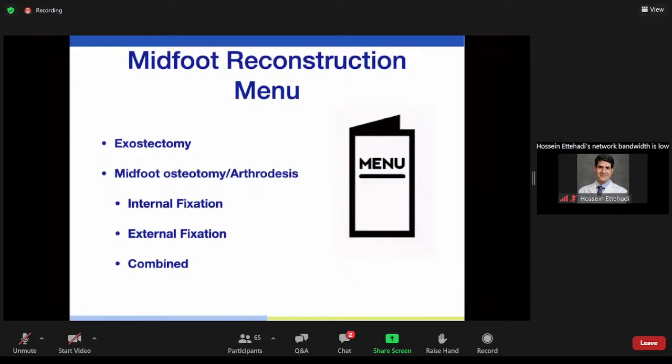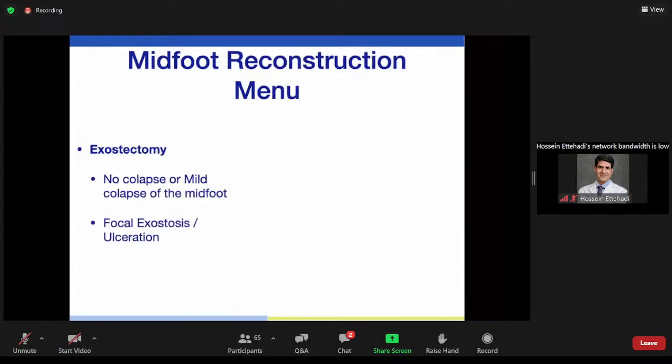So this is our menu. Many techniques have been described for establishing a line of management in these patients. The first important thing is that we can have procedures involving exostectomy, or midfoot osteotomy, or arthrodesis. This midfoot osteotomy or arthrodesis can be made by means of internal fixation, or external fixation, or combined fixation.